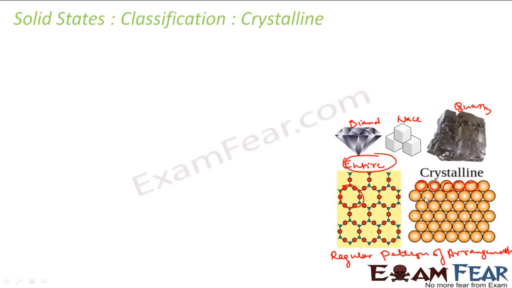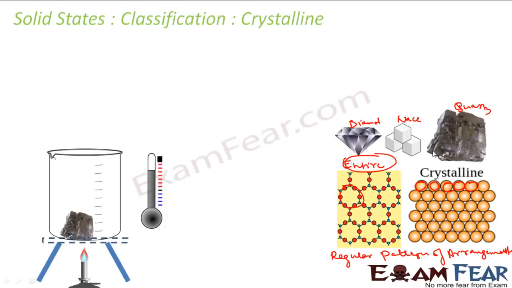Correct? So these are my crystalline things, and they have sharp melting points. If you take a particular crystalline substance, and this is a very key difference to find whether the substance is crystalline or amorphous or not. You take a particular crystalline substance, keep heating it, and you'll see that the temperature increases, and then at a given sharp temperature, the whole of this crystalline will melt.